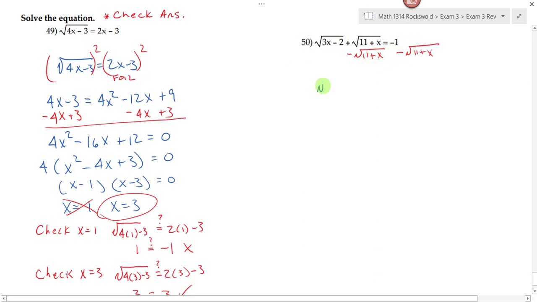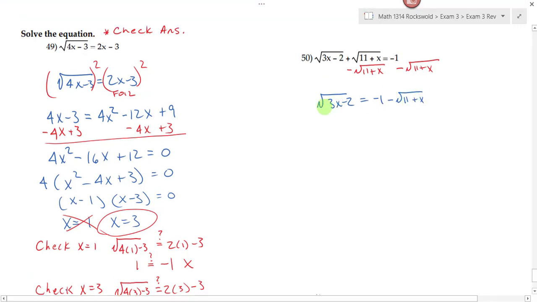And that's going to give me the square root of 3x minus 2 equals negative 1 minus the square root of 11 plus x. Right here, if you notice, we have a square root equals a negative because I could factor a negative 1 out of this and make this 1 plus the square root of 11 plus x. And there is no way for a square root to be equal to a negative, so you can stop here and say that there's no solution.